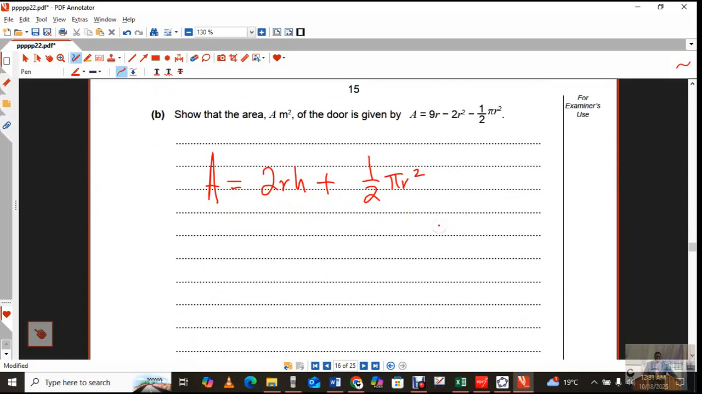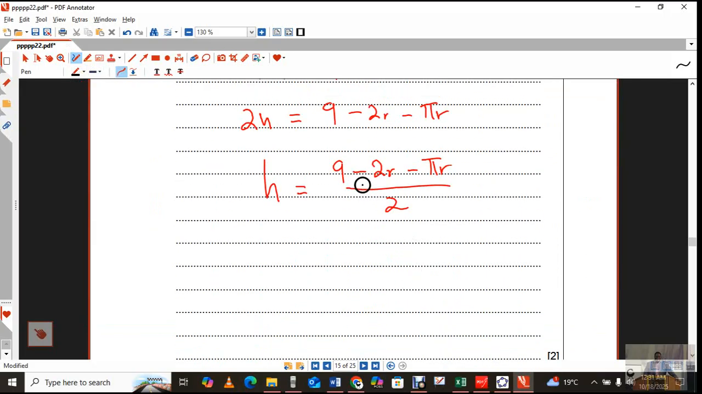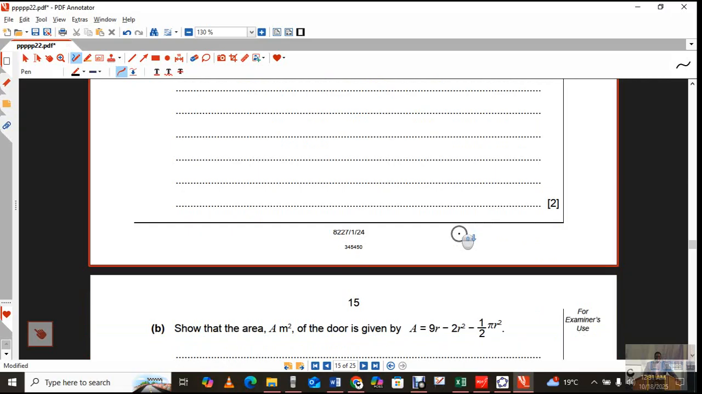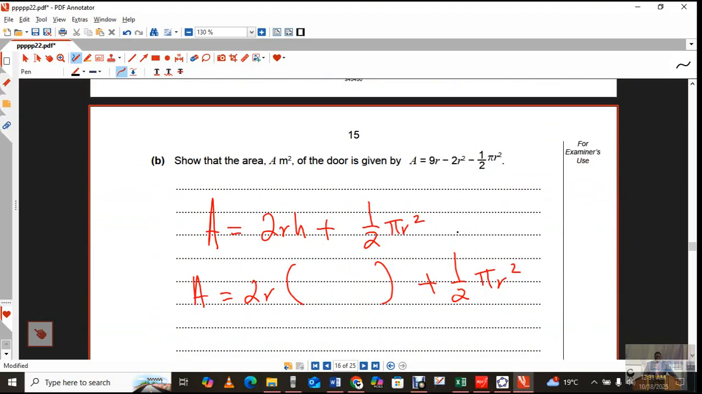So what is it that we know? We have the following. We have the height from our answer before. And we know that the height is equal to this whole distance over here: 9 minus 2r minus pi r over 2. So that's 9 minus 2r minus pi r, everything over 2.